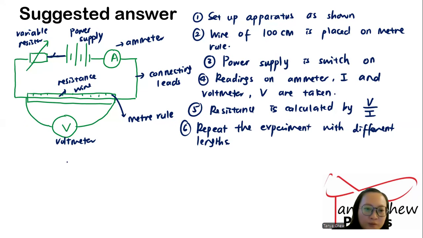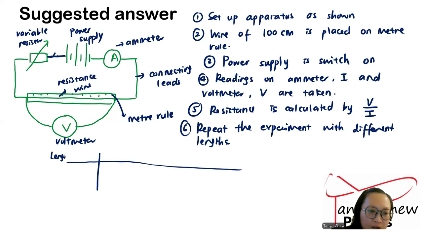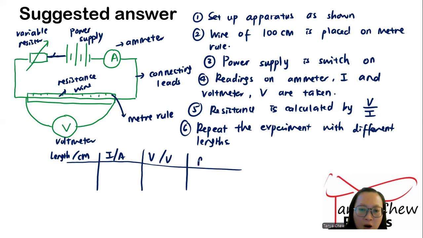Your table, you have to put your length in terms of cm. This is called the heading, and I put a unit. This is the ammeter reading, I. V is the voltmeter reading. And R, with its unit. This is how your table looks like.